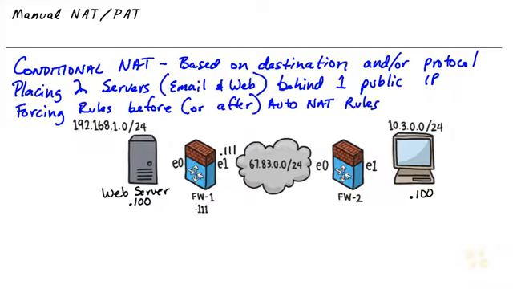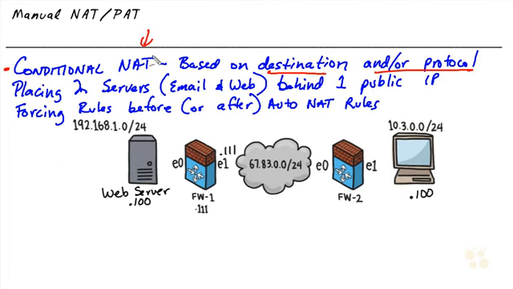the category of NAT that can implement all these features for us is referred to as manual NAT, where we go to the NAT rule base and we manually add those rules to the rule base. And if we do that, we can have conditional rules based on the destination and/or protocol.